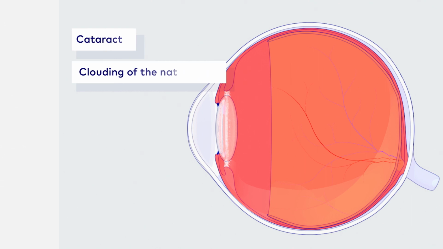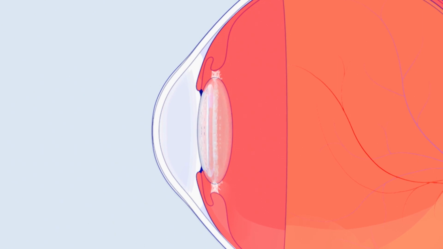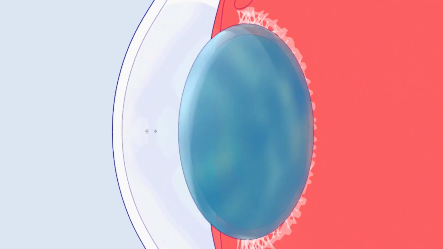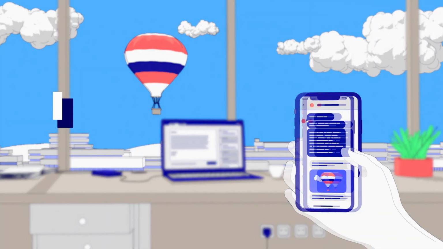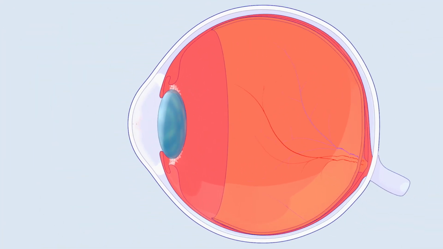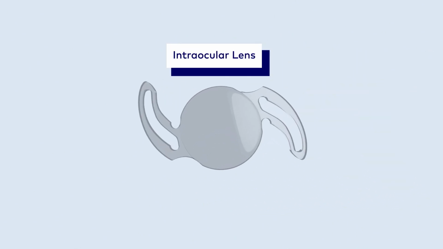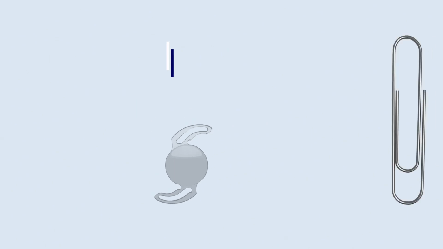Cataract is the most common cause of vision loss in the world. Metabolic changes in the crystalline lens lead to a gradual clouding, worsening as the condition develops. This eventually results in blurry or double vision, faded colors, and trouble seeing at night. The only available treatment to combat this condition is the insertion of an intraocular lens, otherwise known as IOL.